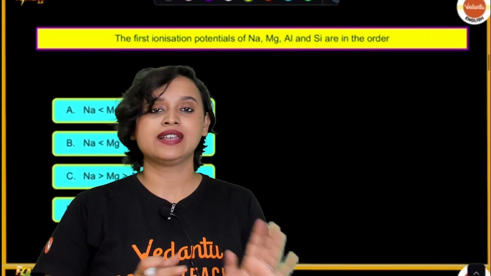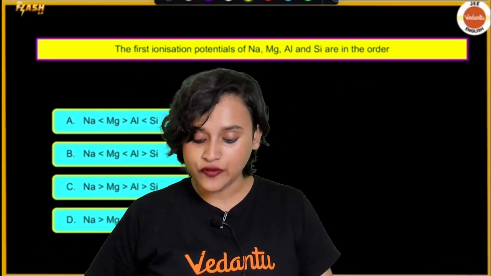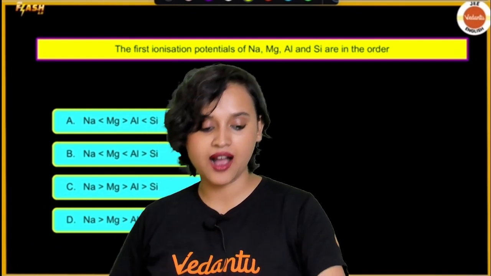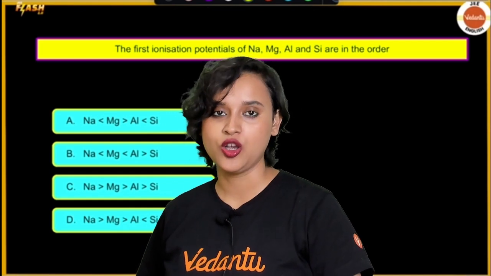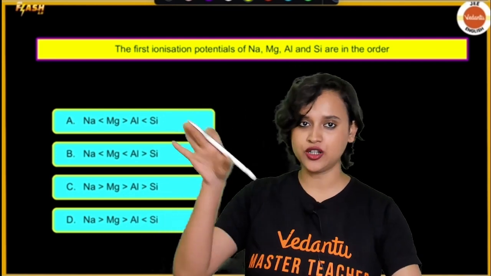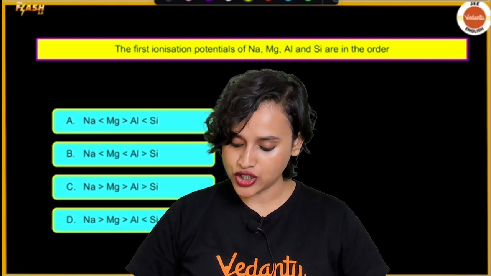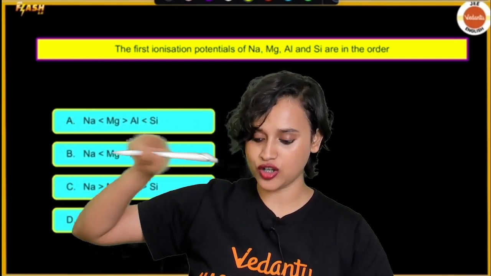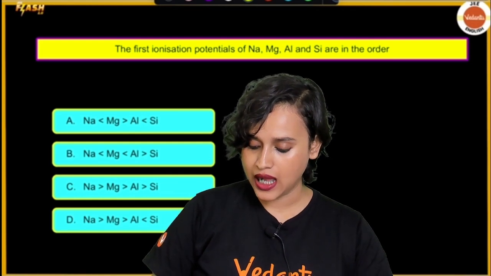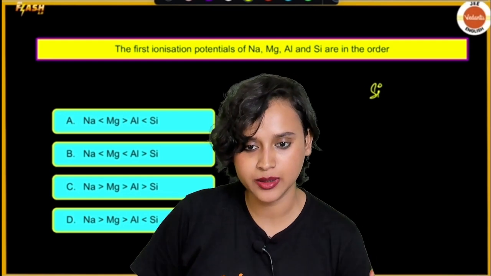Now guys, let us solve one or two questions. Yes, it is question time. The first ionization potential of sodium, magnesium, aluminium and Si are in order. What do you think, everybody? They all belong to the same period, isn't it? And the ionization potential, we know that it increases across the period. That means that silicon will definitely have the maximum, right?